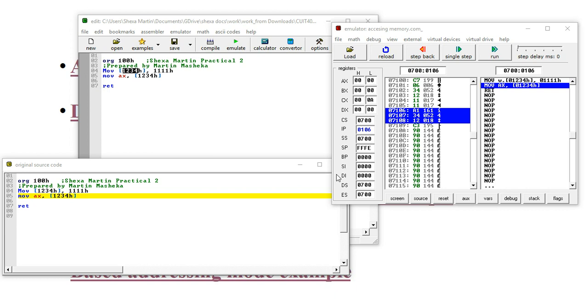What we are having here is part 3 of our topic, which is accessing memory.